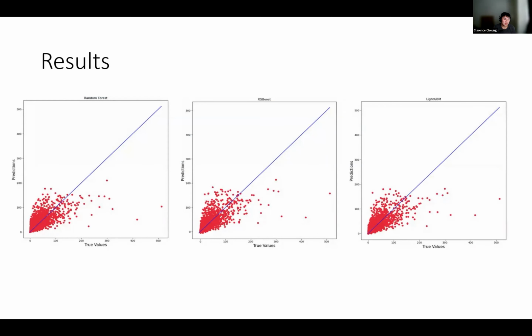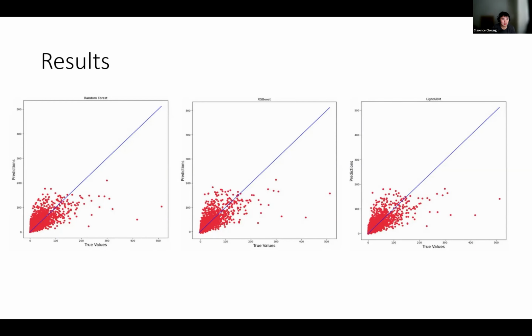A common thing that we can observe in all three results is that none of the models were able to predict the outliers. Any values that had above 300 incidents in a single day, none of the models were able to predict. But besides that, I think we can see that the models did perform somewhat okay, at least for initial, preliminary testing still. So we still have a lot of improvements to make in these models.